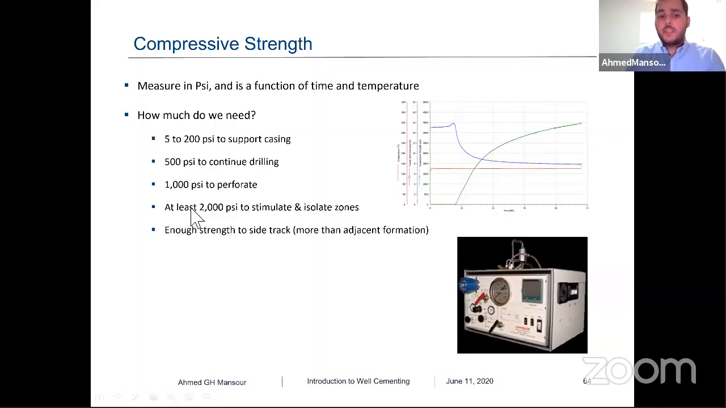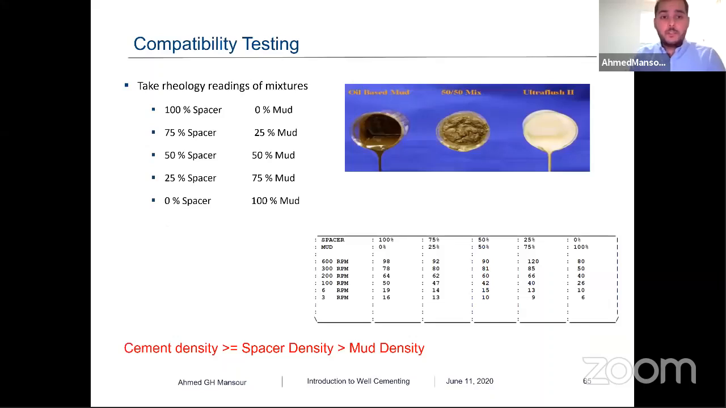Another thing, if they're going to do a frac job, they need to make sure that the cement achieves 2000 psi before they do the frac job. So this is an important result that you should send to the operator company or to the drilling engineer for every single job of cement. Next, the mud and spacer compatibility test.